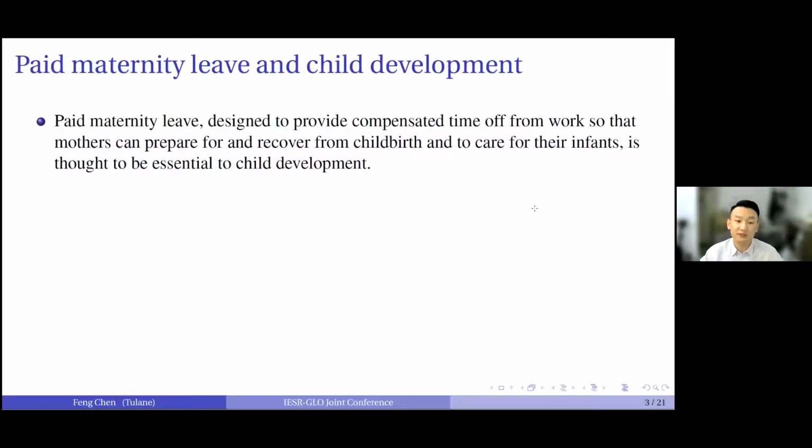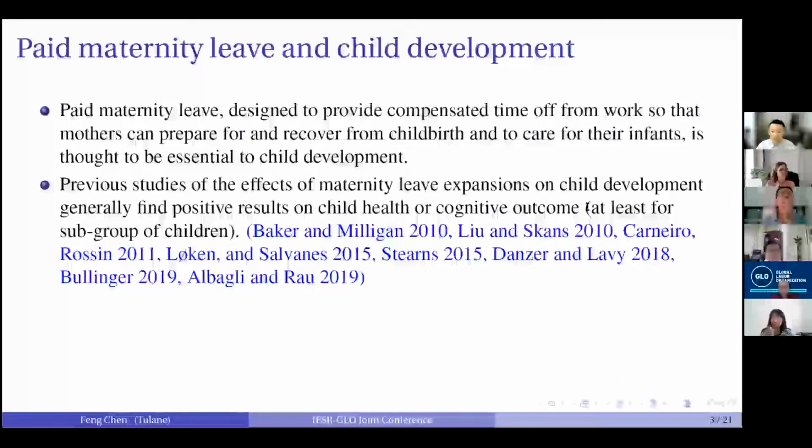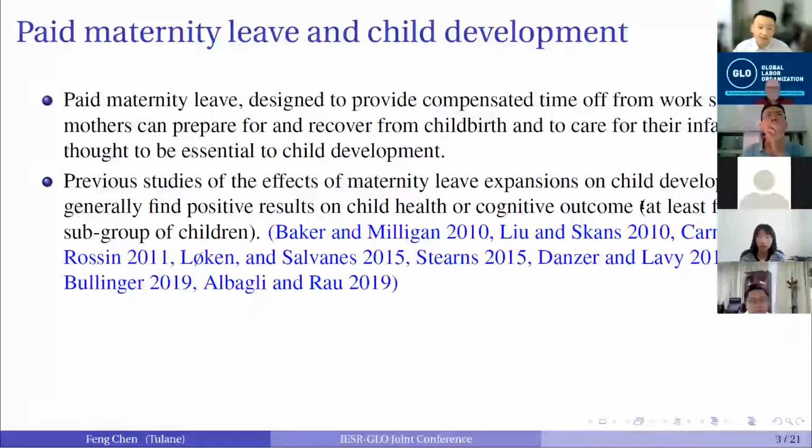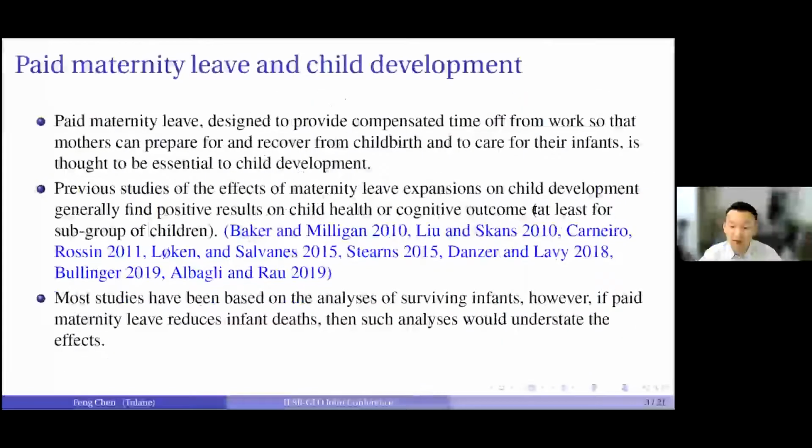Paid maternity leave is designed to provide compensated time off from work so that mothers can prepare for and recover from childbirth, and care for the infants, which is thought to be essential to child development. There are a lot of studies looking at the effect of maternity leave expansions on child development, and they generally find positive results on child health or cognitive outcomes. These effects vary from country to country and with the length of leave expansions. But most of the studies have been based on the analysis of surviving infants. So if paid maternity leave reduces infant death rates, such analysis would understate the effect.